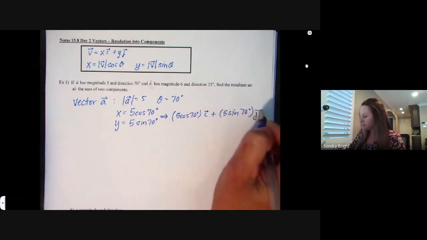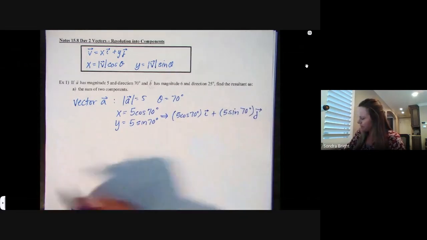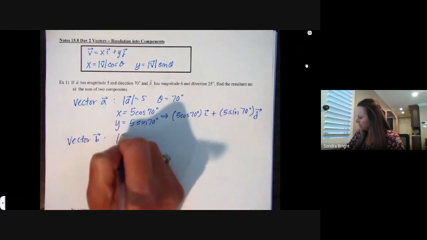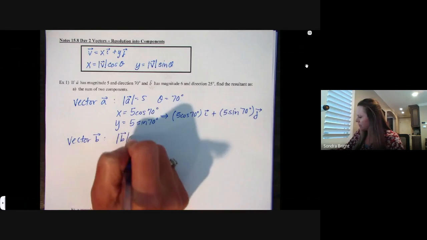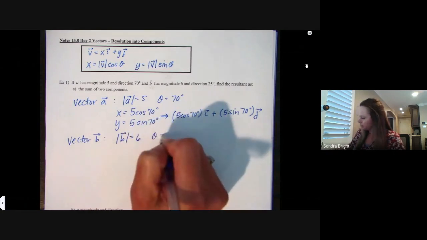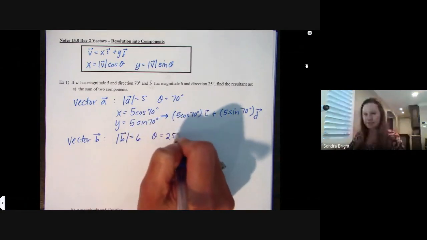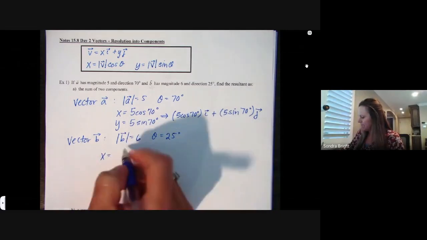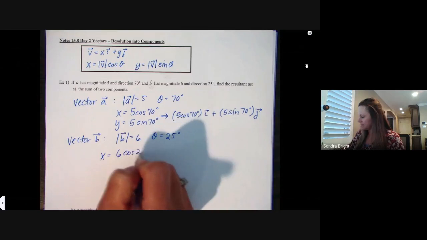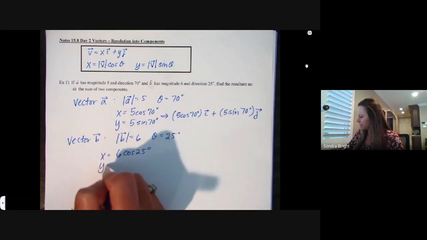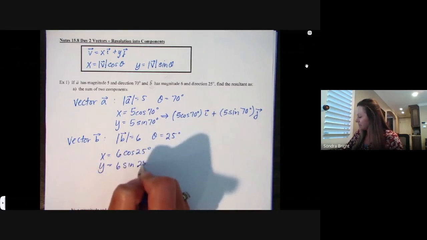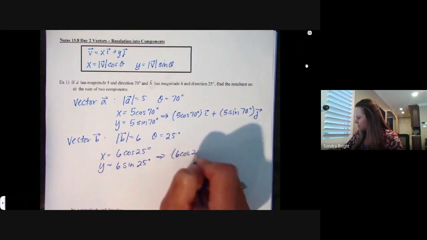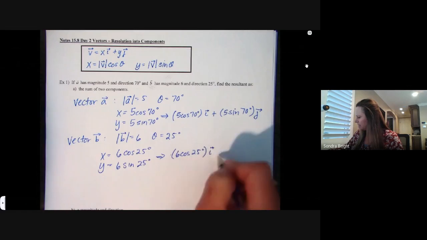Let's do the same thing for vector B. Vector B, its magnitude is 6 and the direction angle is 25 degrees. So the x component of vector B will be 6 times cosine of 25 degrees, and the y component will be 6 times sine of 25 degrees. And we put those together, and again, I'm going to leave them exact for right now, so that way I'm not rounding until the very last step.